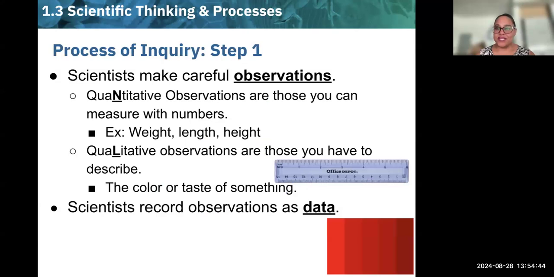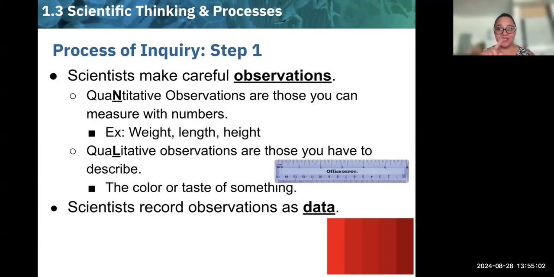Process of inquiry, that just means we ask questions about things. It's in our nature to ask questions about everything. But when we put it into an actual method, it's the scientific method. So step 1, scientists make careful observations. We can make 2 kinds of observations.